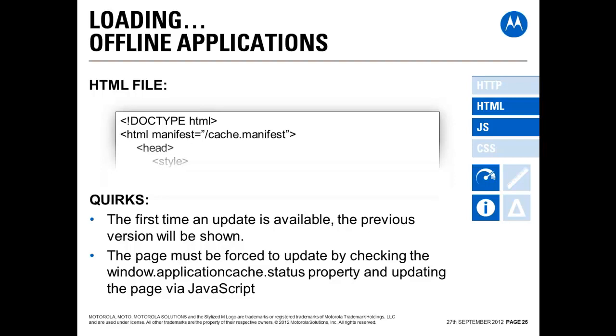There is a way of checking for this in JavaScript. This is using the window.applicationCache.status property. And you can check this to see if it's updating or has updated, and then use it to reload the page. So you could just do a window.location.reload or something similar, or prompt the user, would you like to use the new version? So that's offline applications.